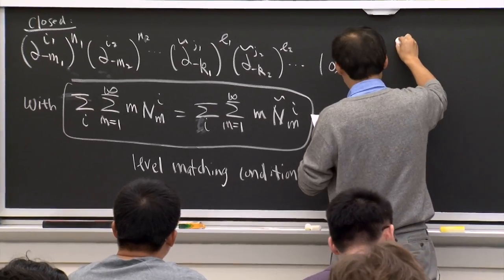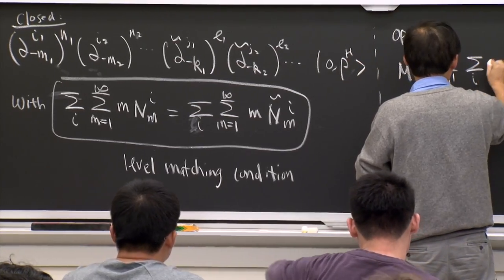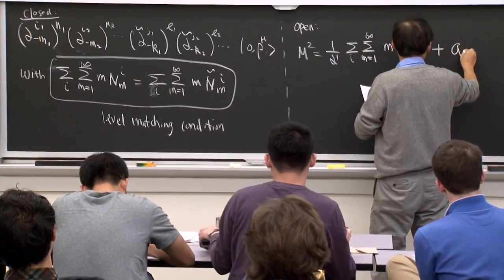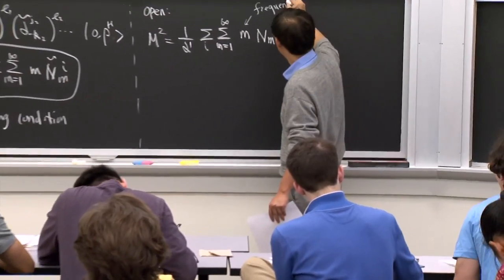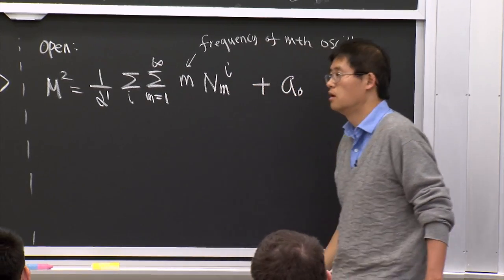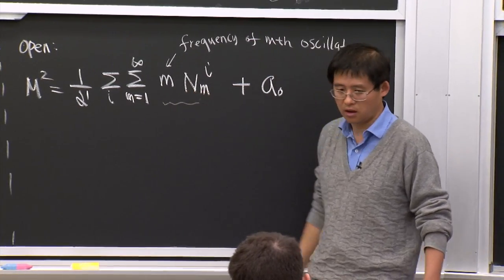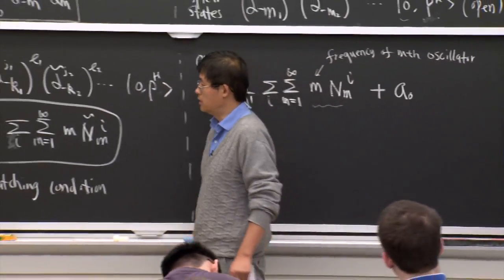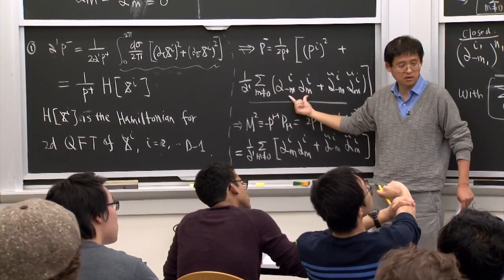So the mass of the string, for the open string, can be written as 1 over alpha prime, sum over i, sum over m from 1 to infinity, of m n_mi, plus some zero-point energy. So m is just the frequency of each mode, and n is the occupation number. This is the standard harmonic oscillator result. And then at the quantum level, of course, there's an ordering issue because alpha_m and alpha_minus_m don't commute. One is a creation and one is an annihilation operator, so the ordering here matters.